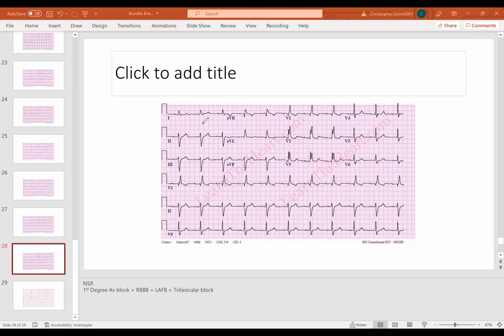We're on the last slide. Running out of gas. Trying my best. Let's finish strong. Okay. So we have a first degree AV block because we have a prolonged PR interval.